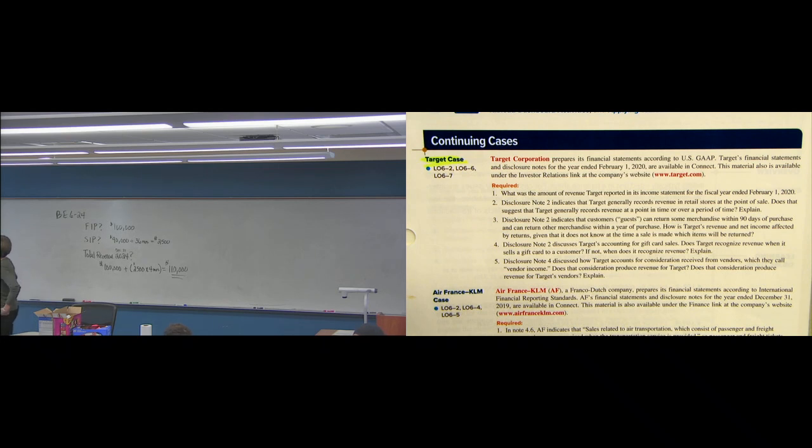Now it says this material is also available under the investor relations link at the company's website. So you could go to target.com, scroll all the way to the bottom, click on investor relations and find it that way. In any event, you need to go and look at the disclosure notes. Do you guys remember how to do that?